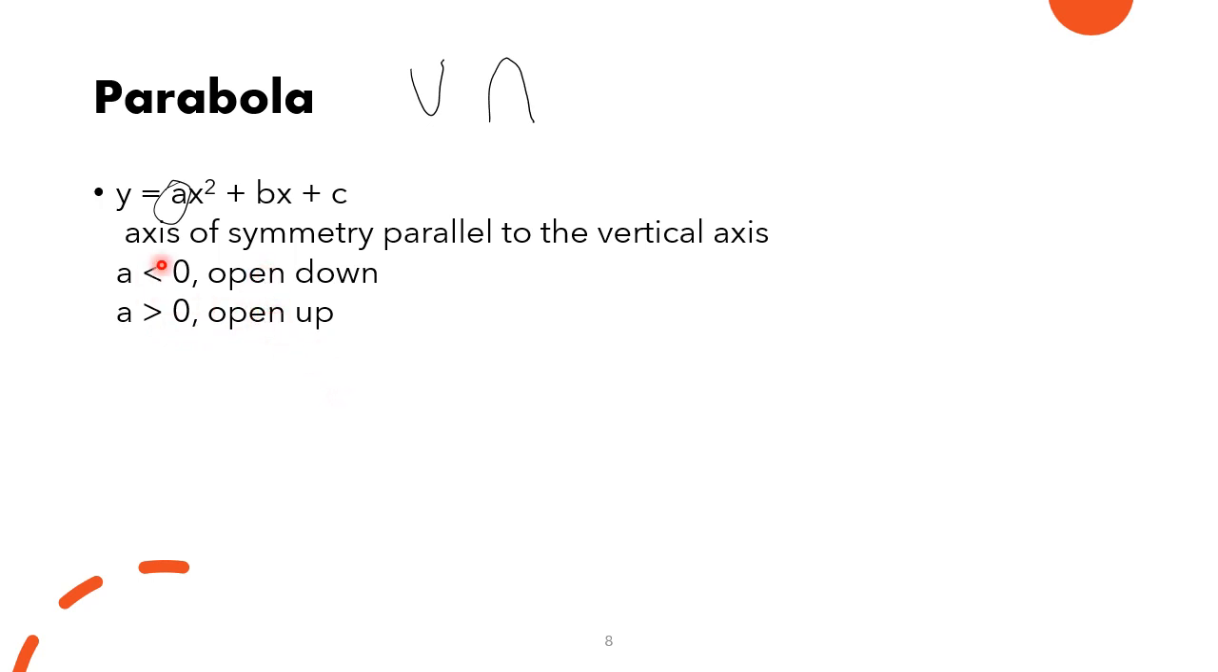So consider this as negative. Yeah, this is negative, but you have to consider it as your saving account. If your saving account is negative, then your mouth will be formed like this. And if it is positive, your saving account is positive, then you're smiling. Open down, open up.